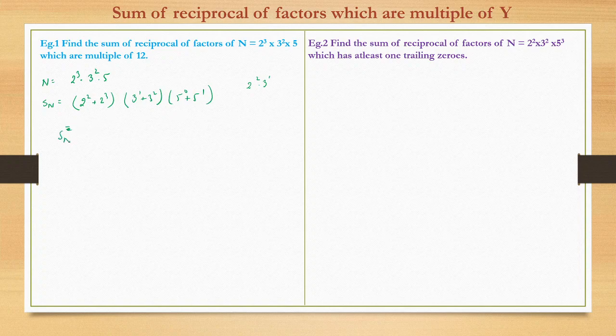But now we are asked to find the sum of reciprocals of such factors. So what we do is we just take the reciprocal of each of the numbers and add them here. So if you take the LCM, again the answer would be Sn upon a denominator of 2 raised to power 3 into 3 raised to power 2 into 5.